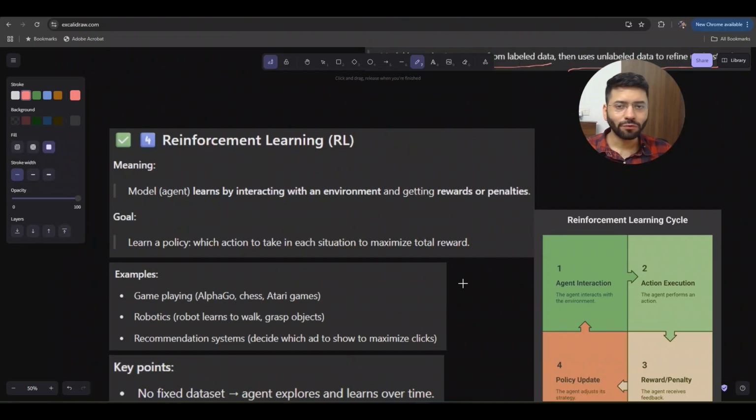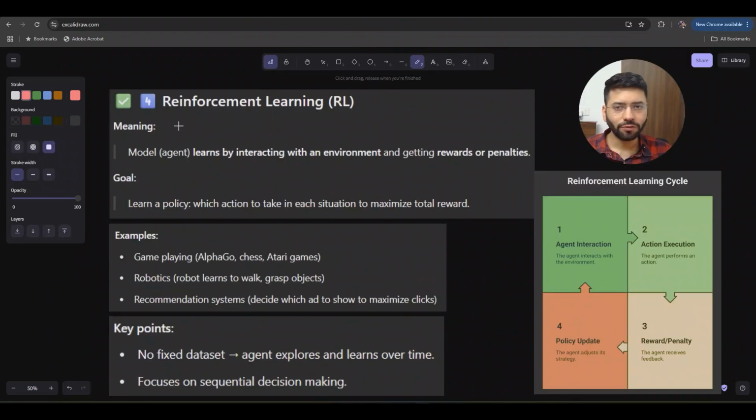Now let's talk about our fourth and the last learning model, which is reinforcement learning. It means that the model or the agent learns by interacting with an environment and getting rewards or penalties. So the goal of this model is to learn a policy in which you have to decide which action to take in each situation to maximize the total reward.